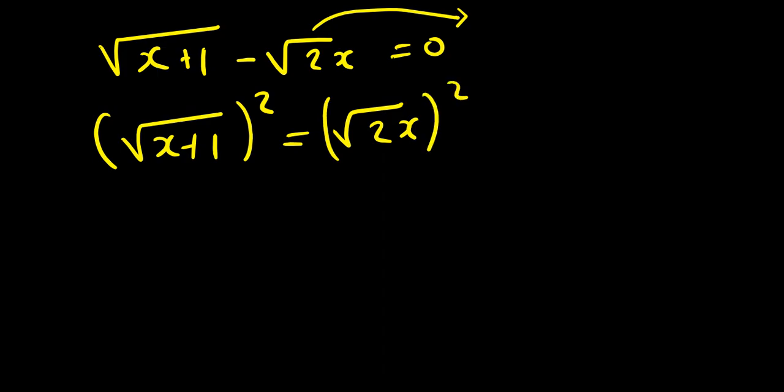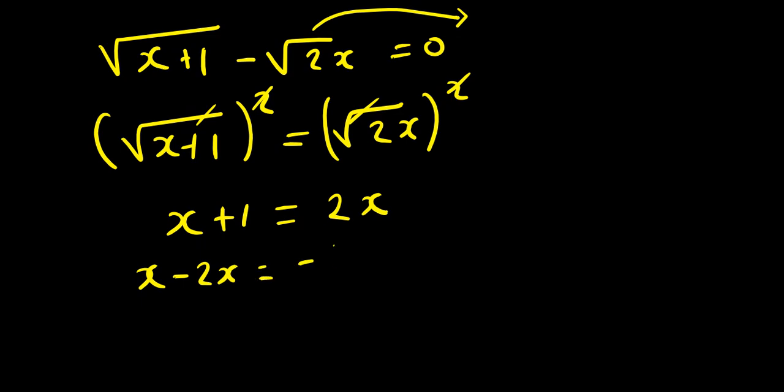The square and the root will cancel, so you have x plus 1 equals 2x. What are you going to have? You put like terms together, so you have x minus 2x equals negative 1. So x minus 2x, that is just negative x, equals negative 1. So x in this case is equal to 1. Now that x is equal to 1, check your solution.